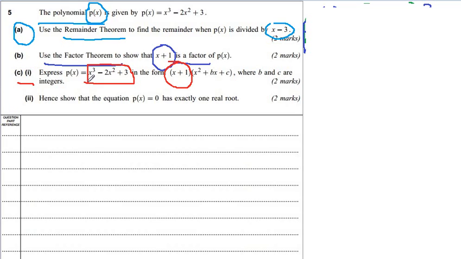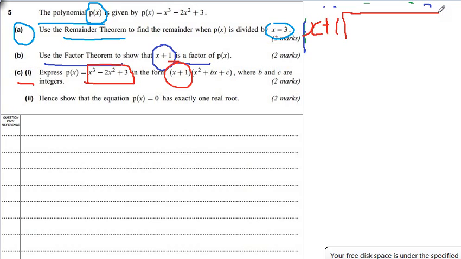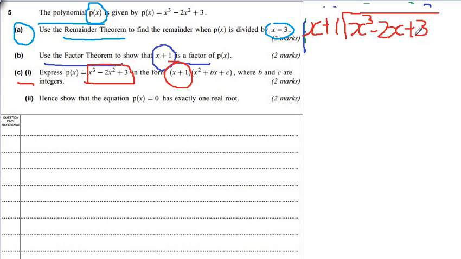So you can go x plus 1, then divide into x cubed minus 2x plus 3. Even if you have seen this before and you know how to do it, stick with it anyway, because it'll show you just another way of doing it. So the first thing I'm going to do is take this x here. What do I need to times that by to get x cubed? Well, it's x squared, so write that down somewhere.